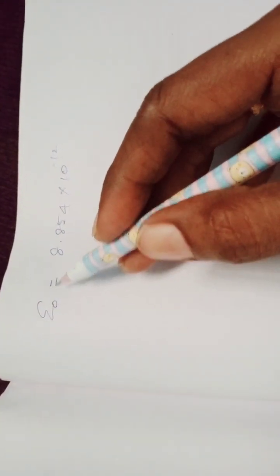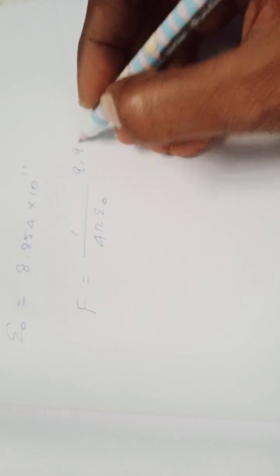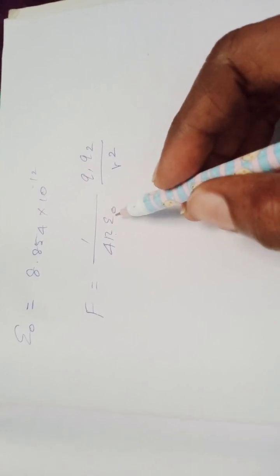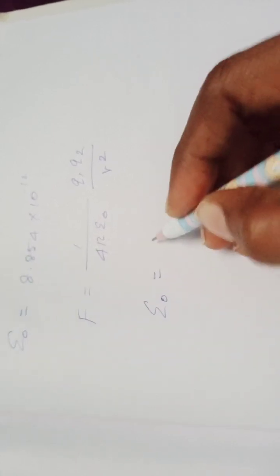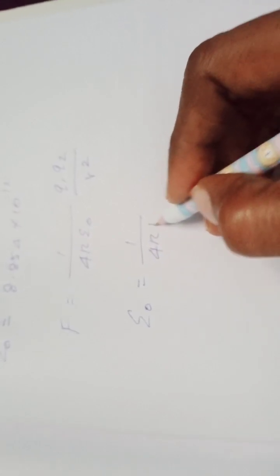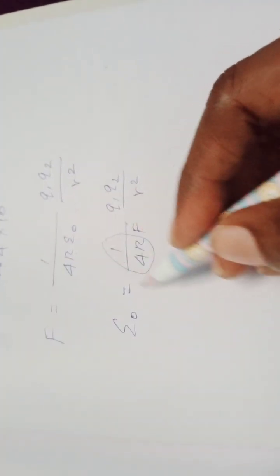Now we can find out the unit of epsilon naught from the equation of Coulomb's law, that is F is equal to 1 by 4 pi epsilon naught Q1 Q2 by r square. If you want to find out the unit of epsilon naught, you can take epsilon naught to this side, so you get one equation for epsilon naught: 1 by 4 pi F into Q1 Q2 by r square, where 1 by 4 pi is the constant value.